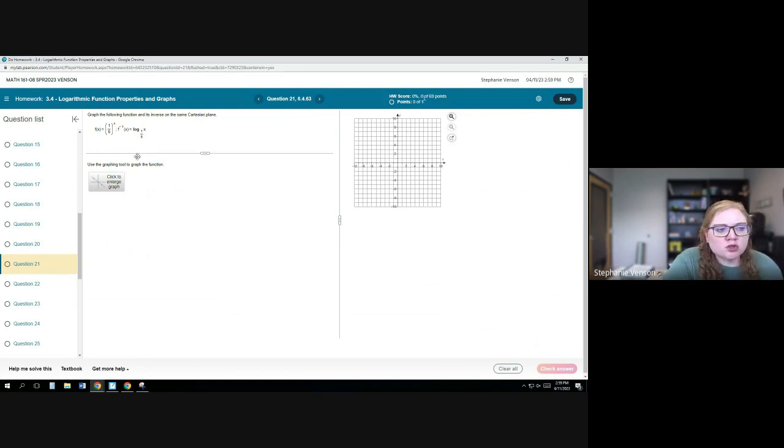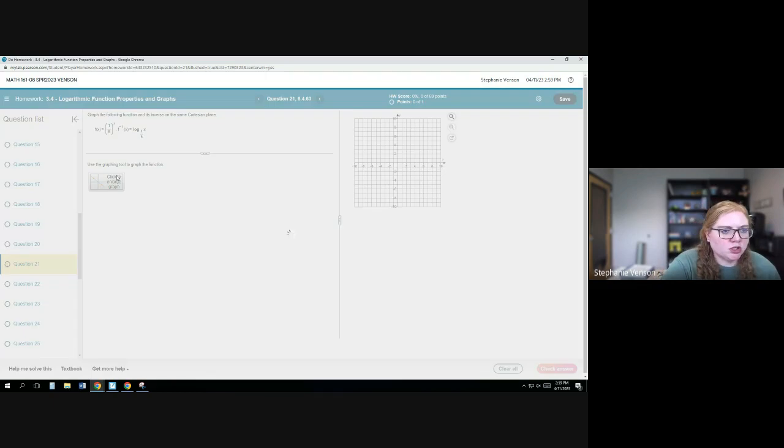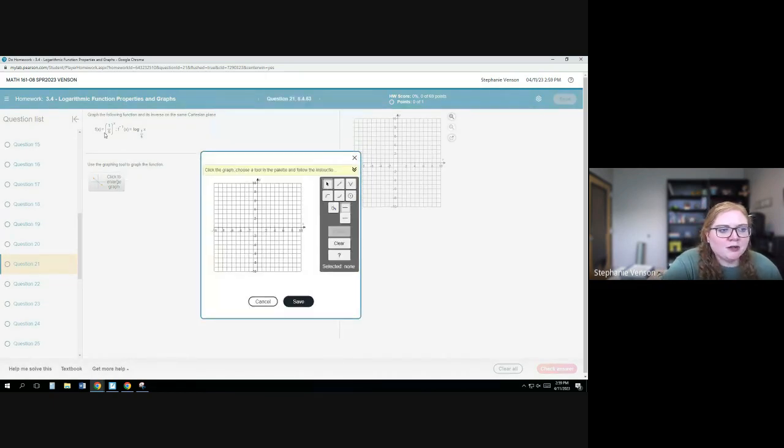But I'm going to walk you through how to do this, because even if I taught you how to do it on paper, I don't think that it would translate well to how to do it in here. So I want to show you on here. So basically you're graphing both of these functions, the original function and the inverse, on the same coordinate plane. So you click to enlarge.